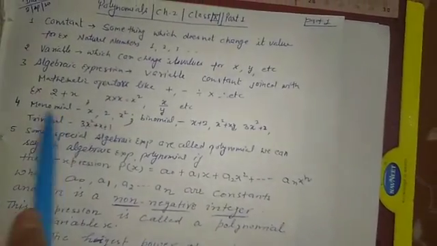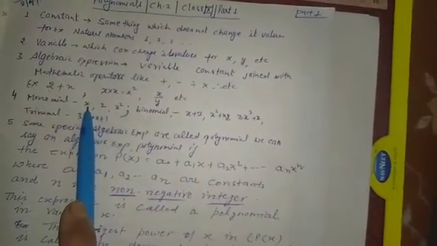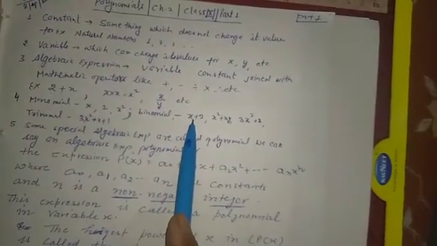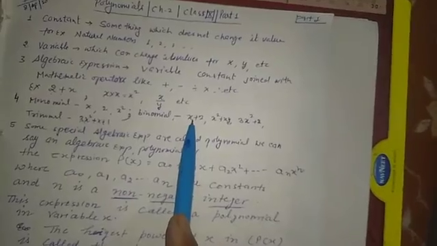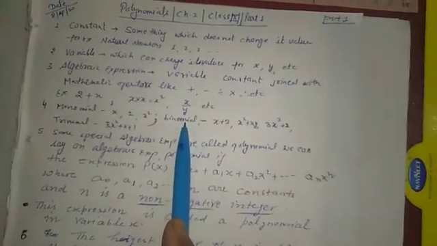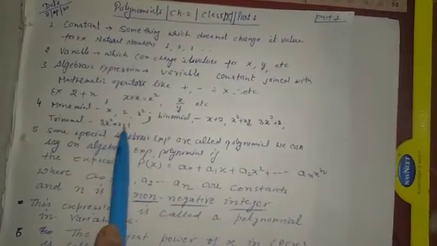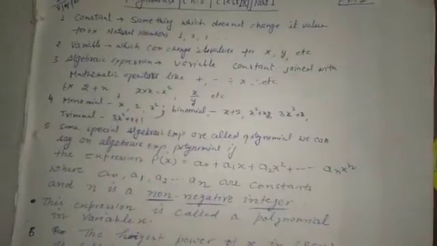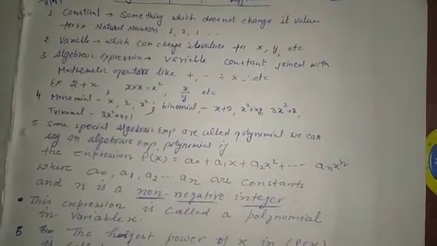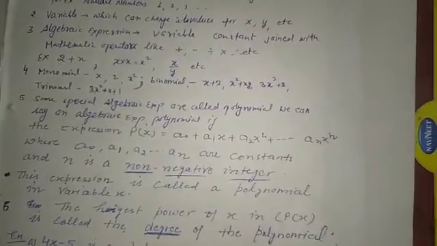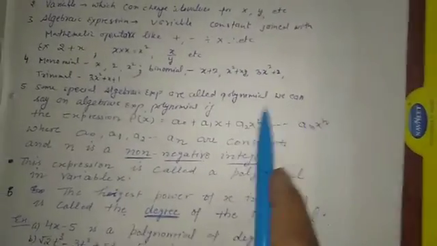Then we have different types of expressions like the monomial. You know that when we have a single term in the algebraic expression, we call that monomial. When we have two terms in the algebraic expression, that is the binomial. Trinomial, when we have three terms, here 3x square, x and 1, these are the three terms, so we call that trinomial.